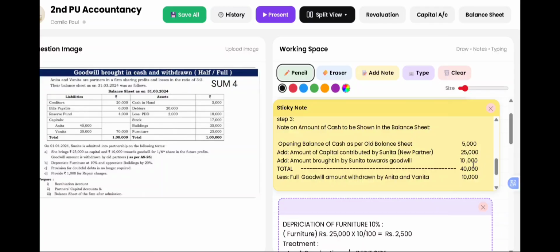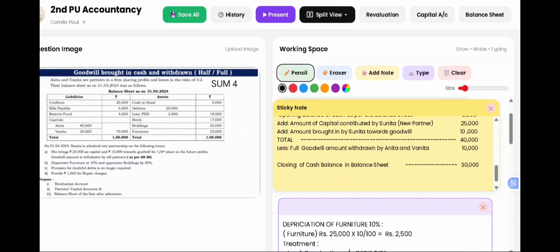So full goodwill is withdrawn by Anita and Vanita. So that full goodwill of rupees 10,000 should be deducted from this cash. So the remaining cash that should be recorded in the balance sheet will be rupees 30,000. That will be the closing cash balance in the balance sheet.